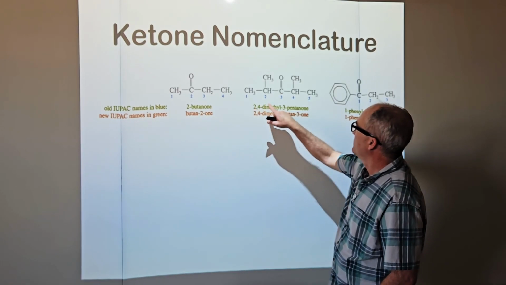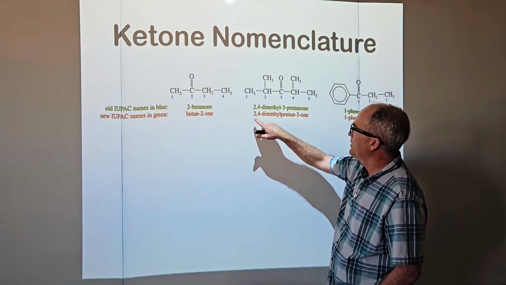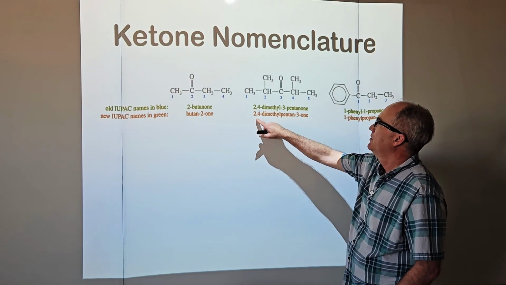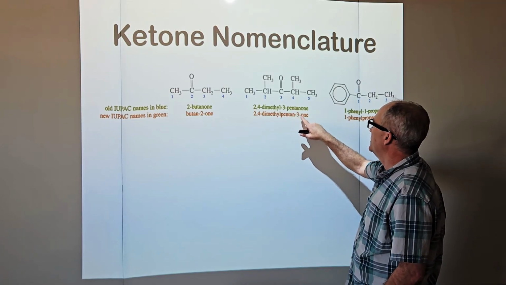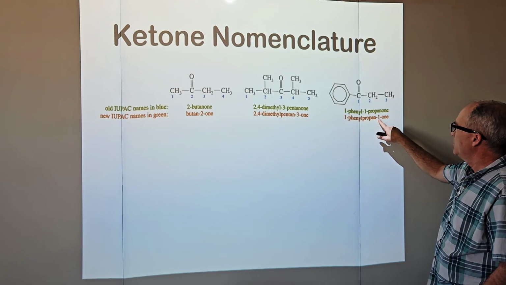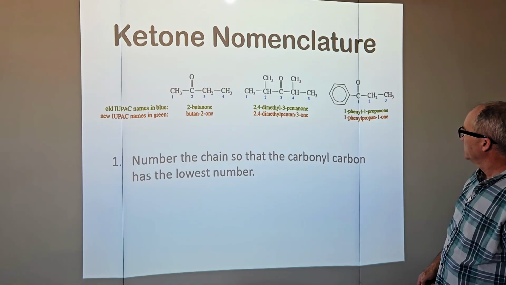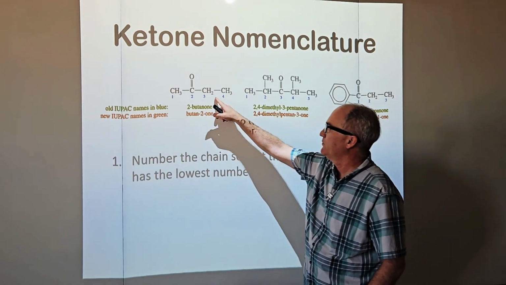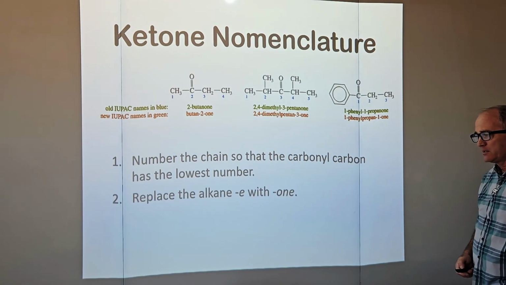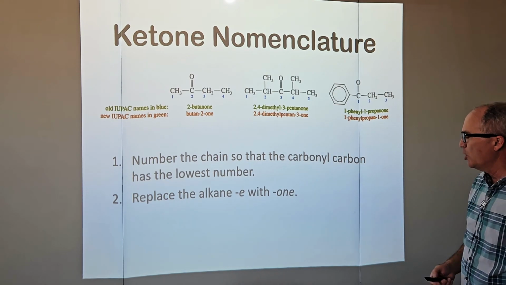All right, so here, what do we got going on? 1, 2, 3, 1, 2, 3. Looks real symmetric. 2,4-dimethyl-3-pentanone, or 2,4-dimethylpent-3-one. 1-phenylpropan-1-one. So we want to give carbonyl carbon the lowest number. Don't want to go from that end. Don't want to go from this end. Don't want to call this 3-butanone. Name it as an alkane, chop off the E, and put in the word -one, or -one.